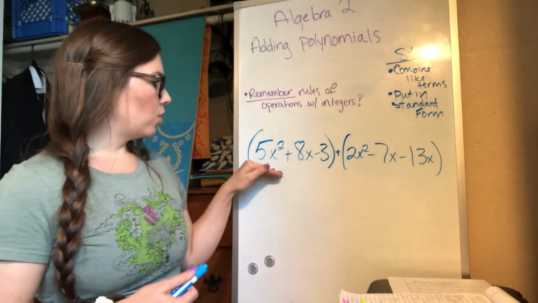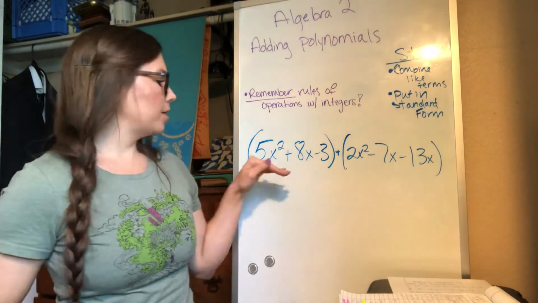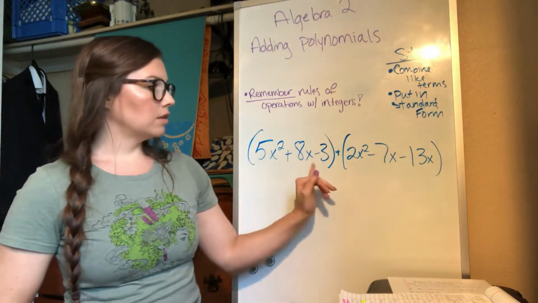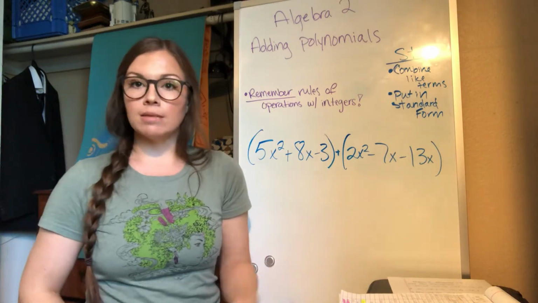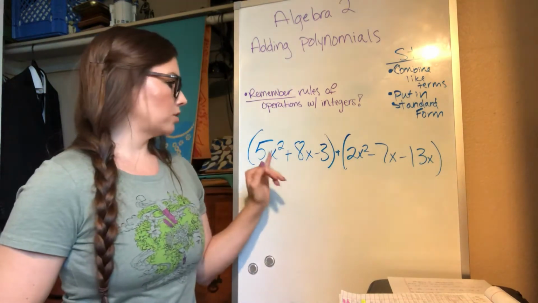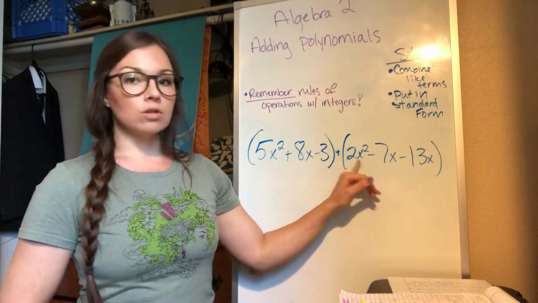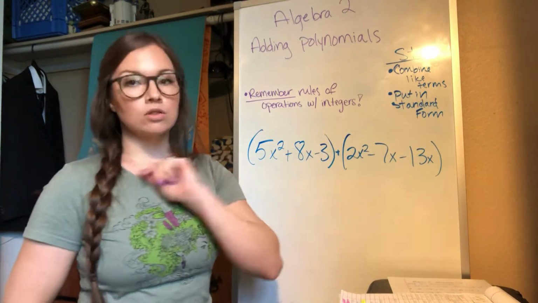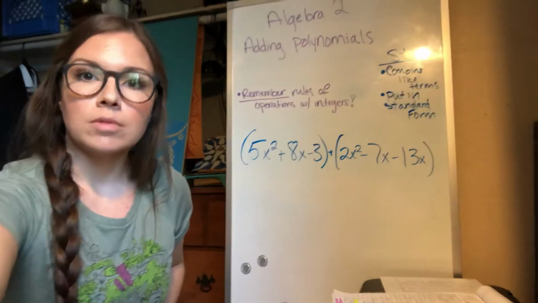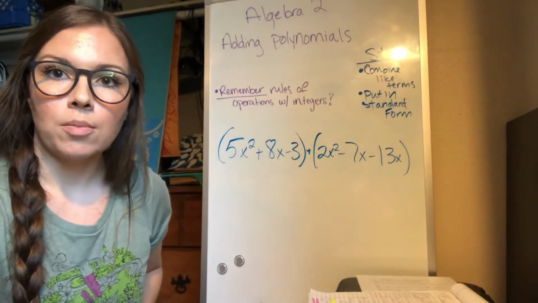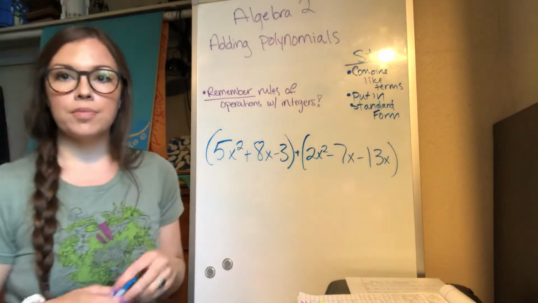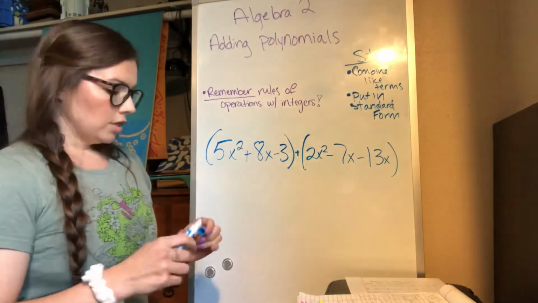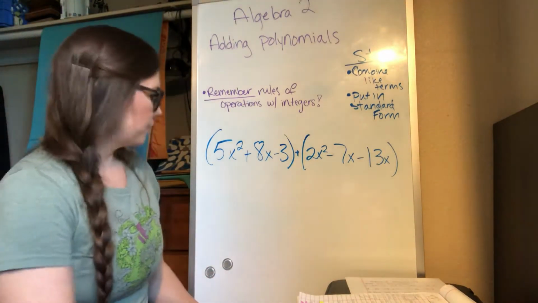Okay, so again, when we're combining like terms, that means that the x's that are to the same power are the same term. So, for example, x squared and x squared, those are like terms. 8x, 7x, 13x, those are like terms, okay? Let me see if I can make it so you can see that a little better. Okay. So let's get started with this one.